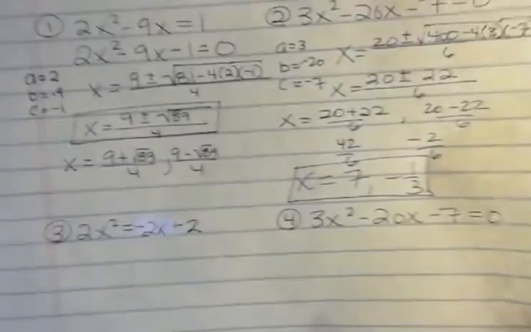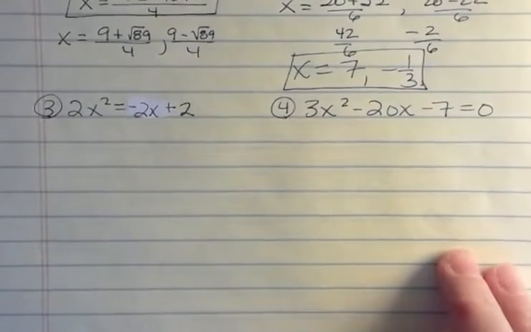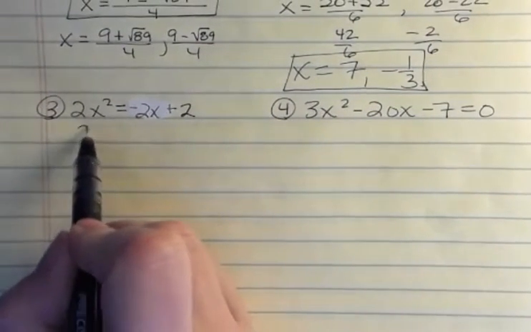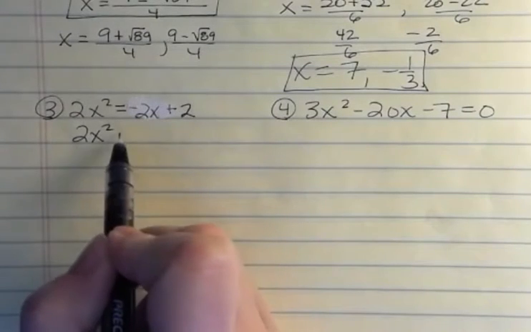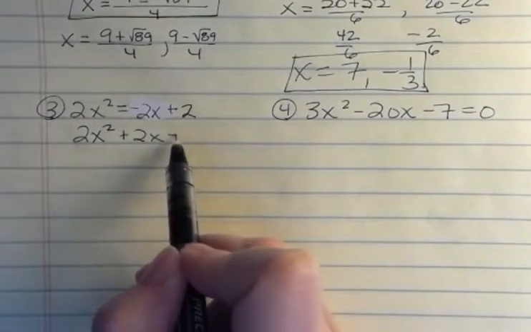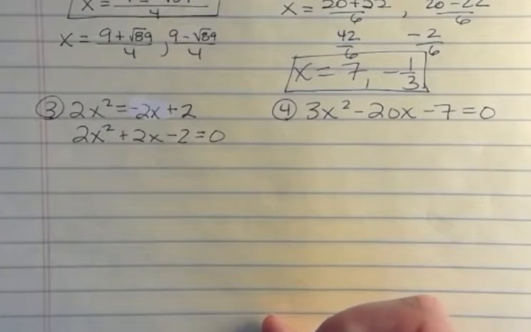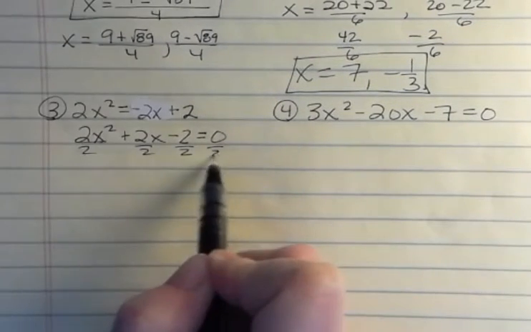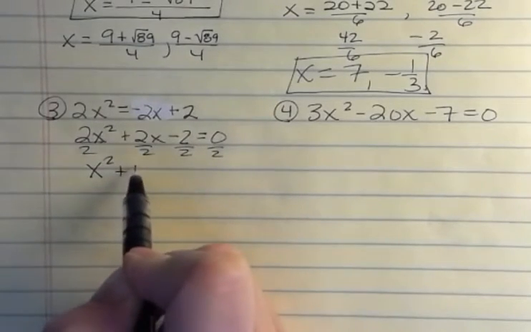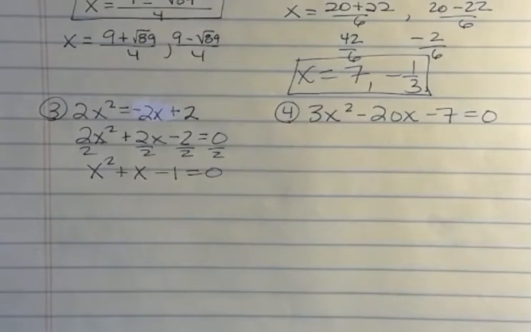Okay, number 3, again, we need to move those things to make that equal to 0. So when I move negative 2x, I get positive 2x. And when I move positive 2, I get negative 2 because I'm doing the opposite as I cross the equal sign. These all have a common factor of 2. If I wanted to, I could just divide everything by 2 and get x squared plus x minus 1 equals 0. And that just gives me smaller numbers to work with.